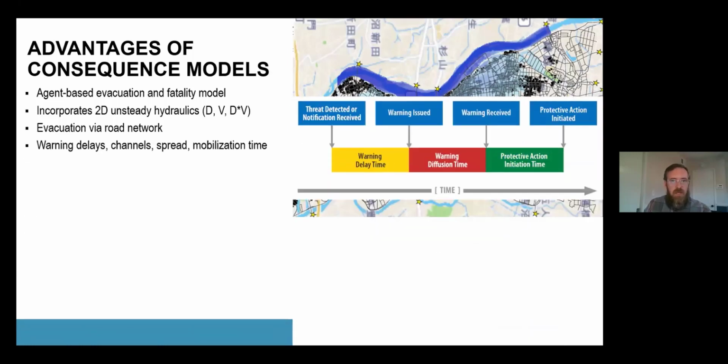One of the cool things about LifeSim is that it also includes a timeline of warning delays and how the warning spreads through a population through different channels like television, radio, or even Twitter or Facebook. So that's how it spreads. And then there's also a delay for people to figure out what to do with that information and contact family members or move their valuable possessions to a safe place.